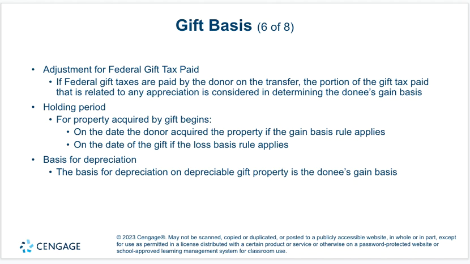And as far as the holding period, the property acquired by gift begins on the date that the donor acquired the property, if the gain basis rule applies, or the date that the gift was received, if the loss basis applies. So we kind of already talked about that in the previous slide. And as far as the basis for depreciation, the basis for depreciation on a depreciable gift property is the donee's gain basis.